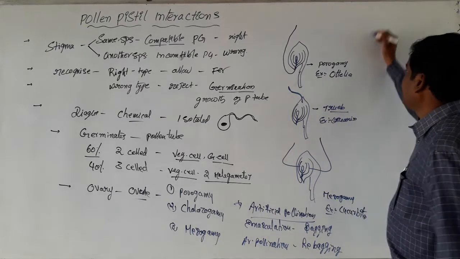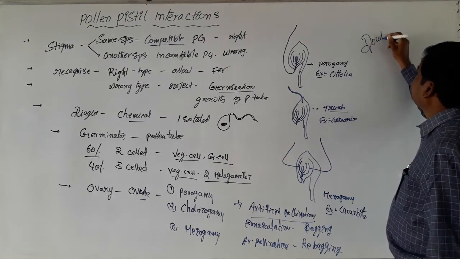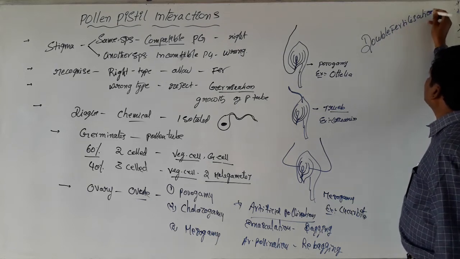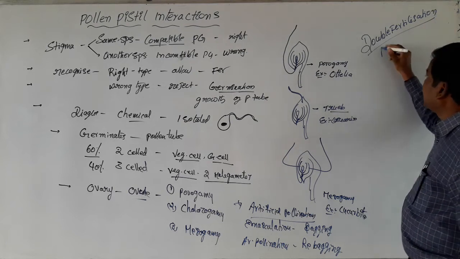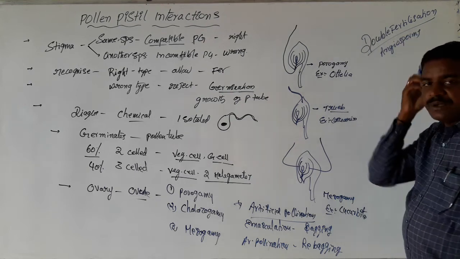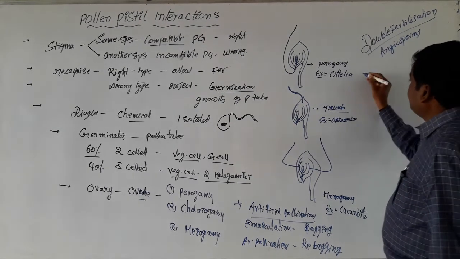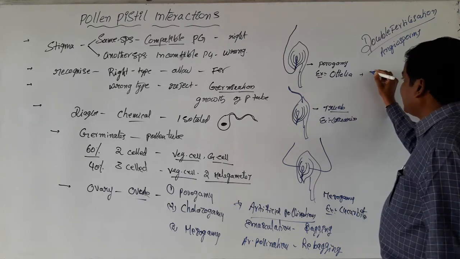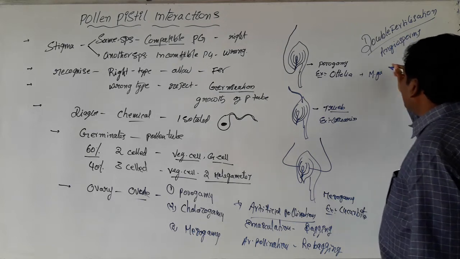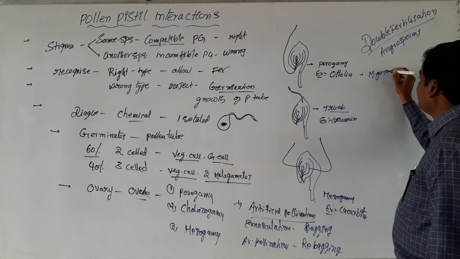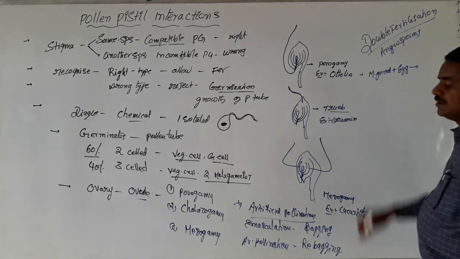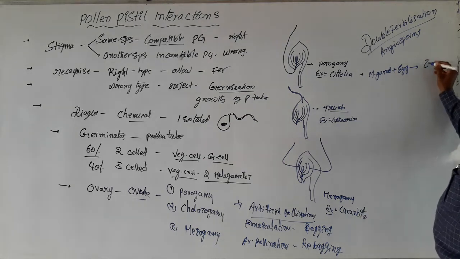Similarly, students, double fertilization. Double fertilization is the characteristic feature of angiosperms. It takes place only in angiosperms. Here, in angiosperms, the first male gamete is fused with the female gamete, leading to the formation of the zygote.